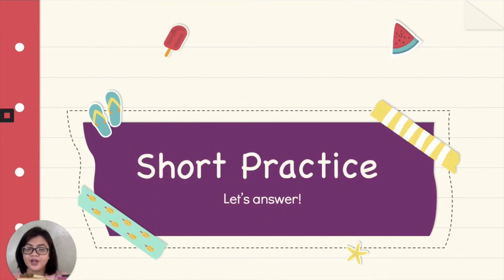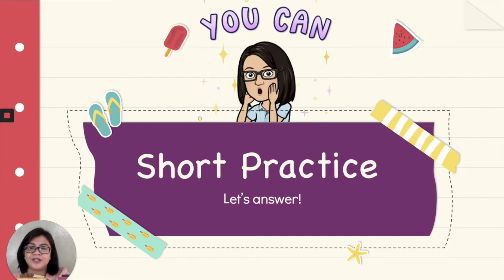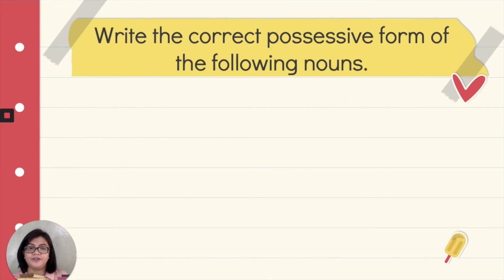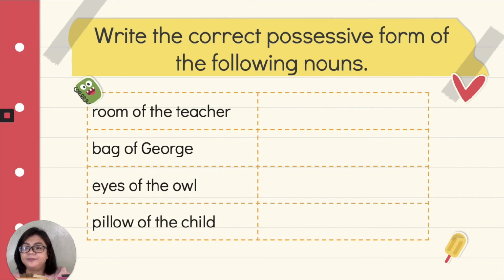A short practice that we can answer. Don't worry, you can do this one. Write the correct possessive form of the following nouns. You can get a piece of paper and write these following nouns into their possessive forms. You can pause the video and write them on your paper, and after that, you can play the video again and check your paper. But now I can tell you the correct way of writing the possessive form of the following nouns.